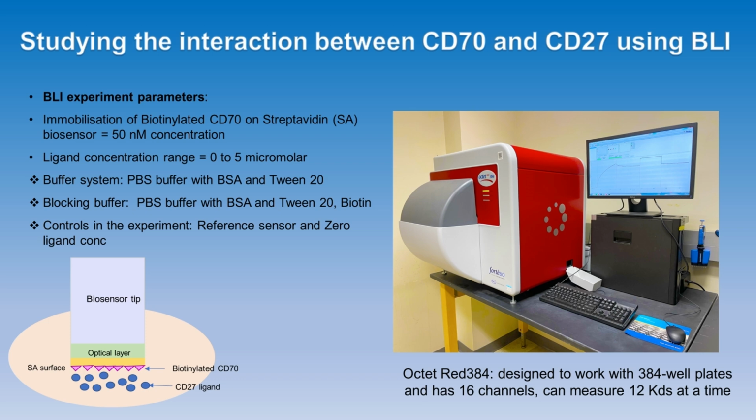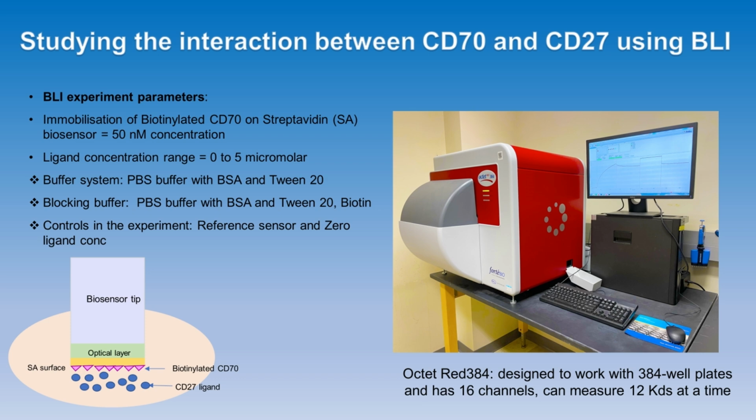Today we are going to study the interaction between CD70 and CD27 using BLI. Here are the experimental parameters we have. We are going to immobilize biotinylated CD70 antigen on the streptavidin biosensor at 50 nanomolar concentration. The ligand concentration range which we are going to use is from 0 to 5 micromolar.